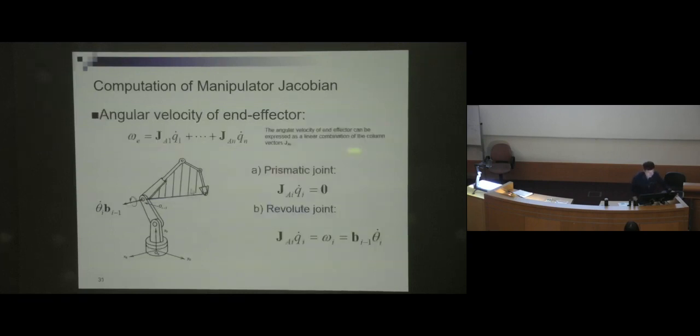And then for the angular part, the omega e will be equal to your J A1 q1 dot plus J A2 q2 dot and so on plus J An qn dot. So this is the angular velocity of your end effector, which is related to the last three rows of the Jacobian matrix. So from there, you can compute that for a prismatic joint, it will be equal to 0. For a revolute joint, the J Ai qi dot is essentially equal to your omega i, which is simply your rotation vector.